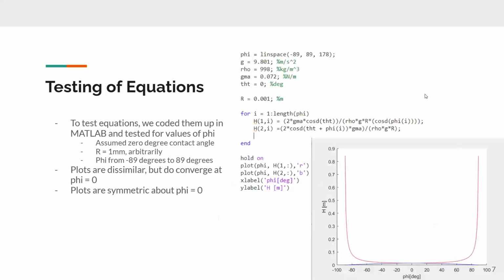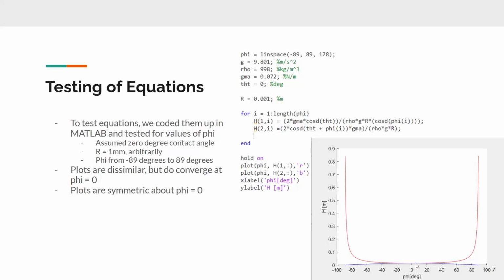Now here we actually plotted the equations to make sure that they were sort of equivalent while we're going through them. This is actually where we ran into a slight problem, as you can see on the plot here. One of them goes to about 0.85 meters when the contact angle is negative 89 and 89 degrees, whereas the other approaches 0 meters. Now they do converge at 0 still, so that does check out at the very least. For this, we assumed a 0 degree contact angle, so theta is equal to 0, and a radius of 1 millimeter, which was just chosen arbitrarily.